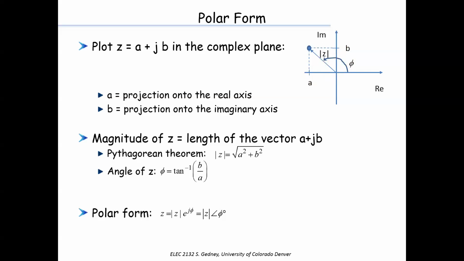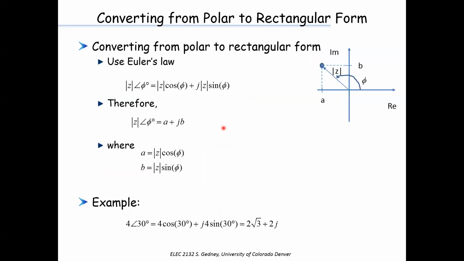In polar form, I can say my complex number has a magnitude |z| times e to the j phi. Remember, phi is the angle in radians. Or in angular form, I can write |z| angle phi, and we generally use this notation when angles are expressed in degrees. Of course, I can always convert degrees into radians by multiplying by pi over 180, or vice versa. So this is the polar form of a complex number.